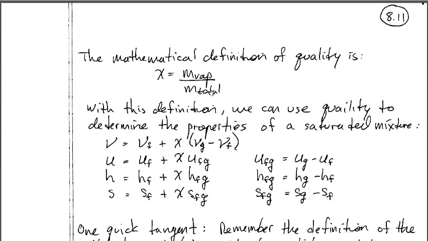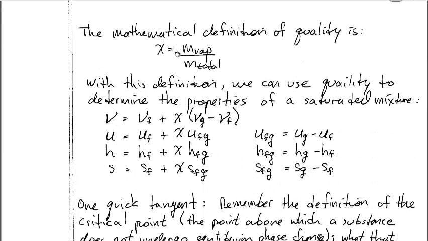So we can mathematically define quality as follows. It's the mass of vapor divided by the total mass in the system. So the total mass is, of course, the mass of liquid plus the mass of vapor. And using this definition, we can determine our other four properties, specific volume, internal energy, enthalpy, and entropy, using one of these four equations, which are often called the quality equations.